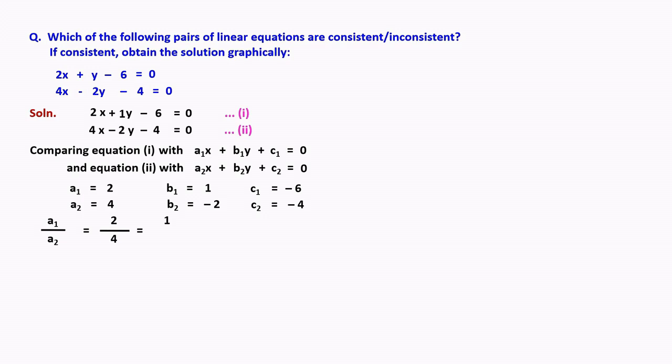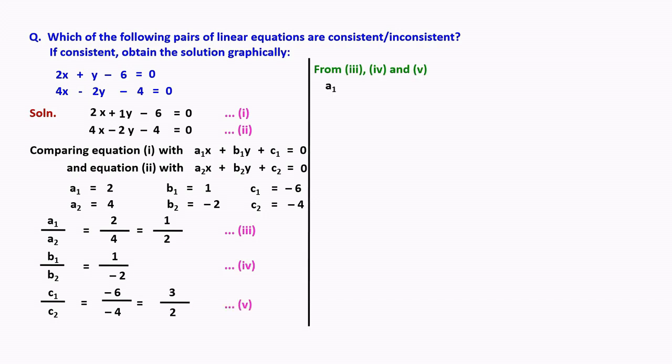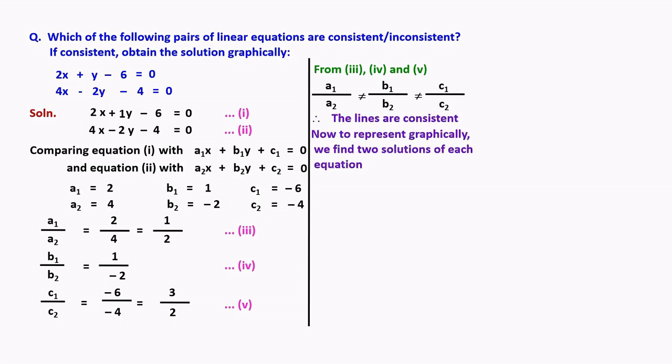Now, let us compare the ratios. a1/a2 is 2/4, which is 1/2. b1/b2 is 1/-2, which is -1/2. Since 1/2 is not equal to -1/2, the lines intersect. So, the system has a unique solution and is consistent.